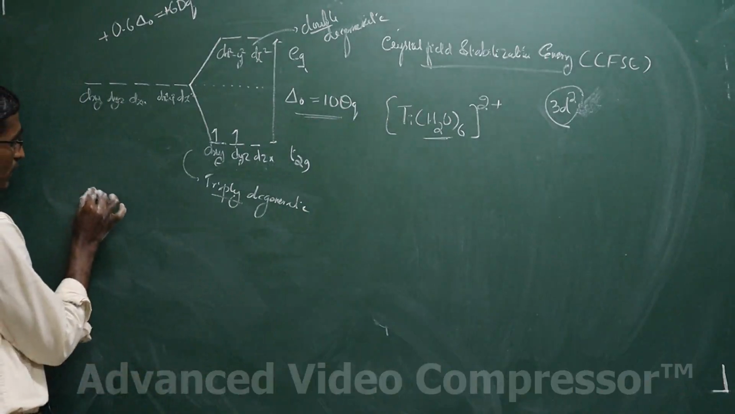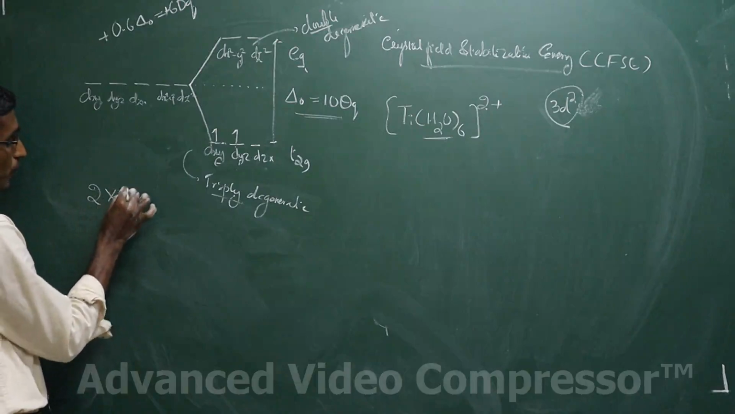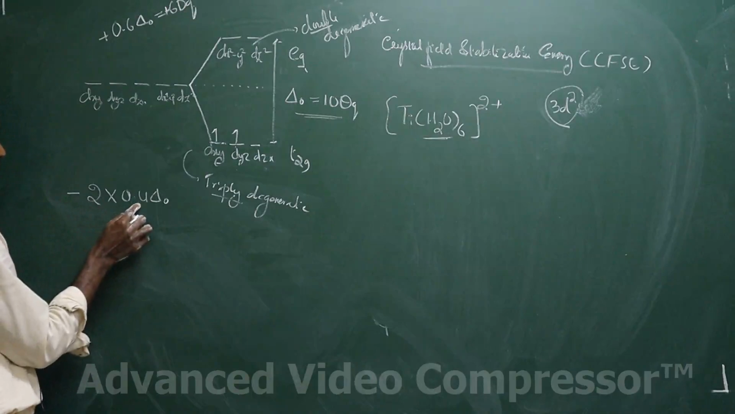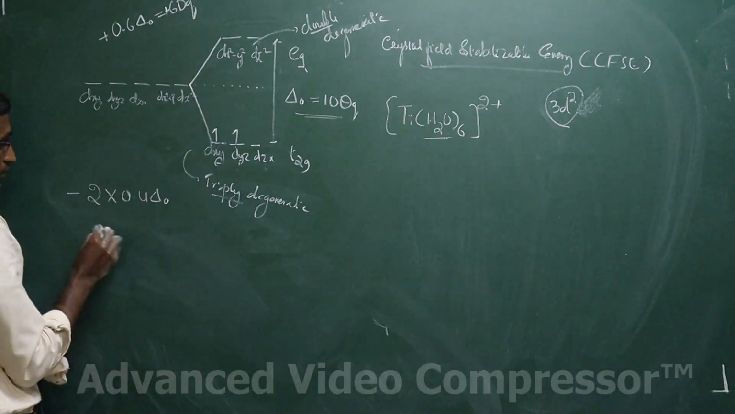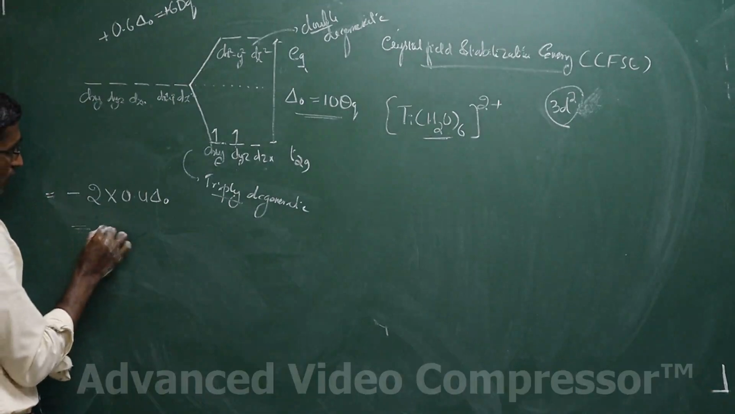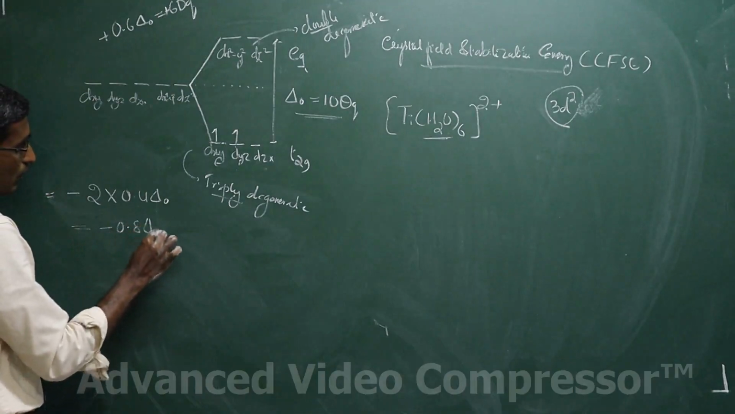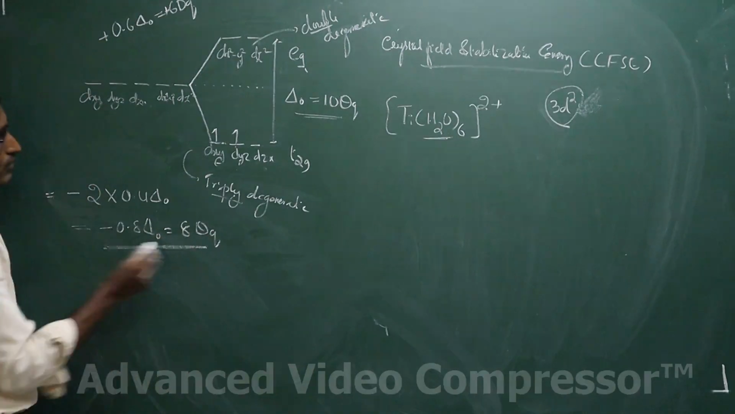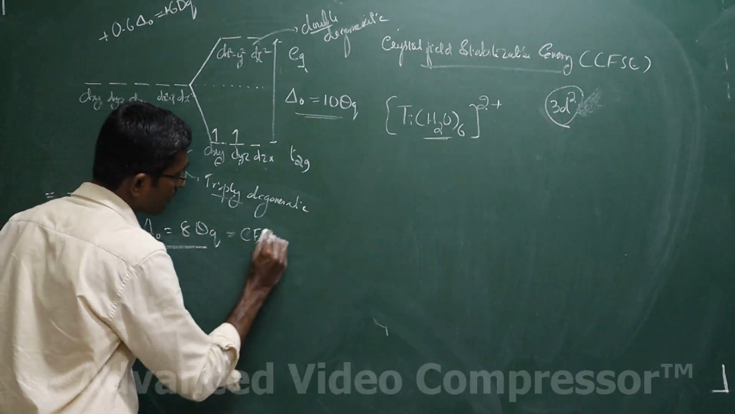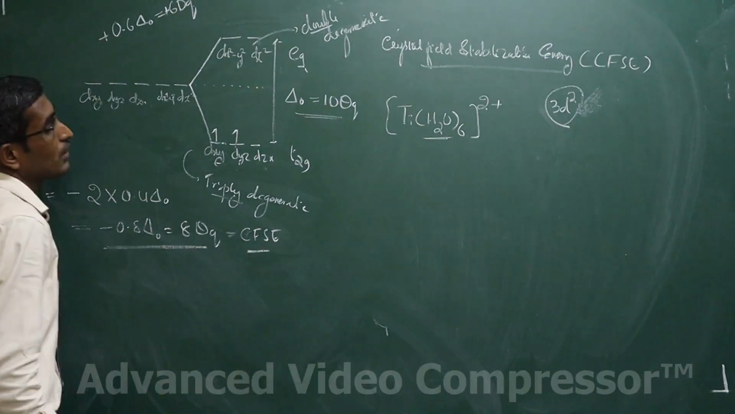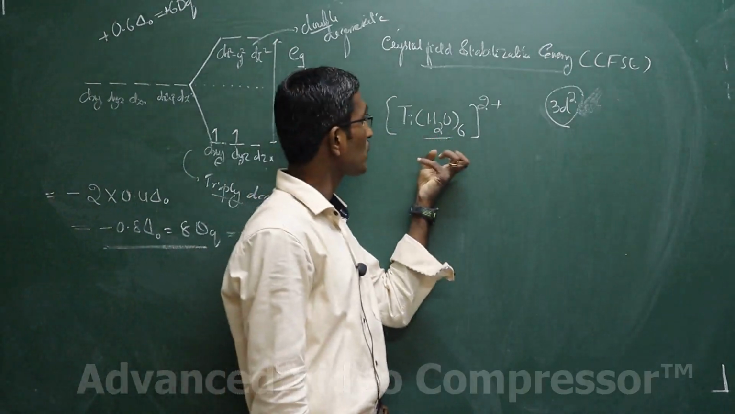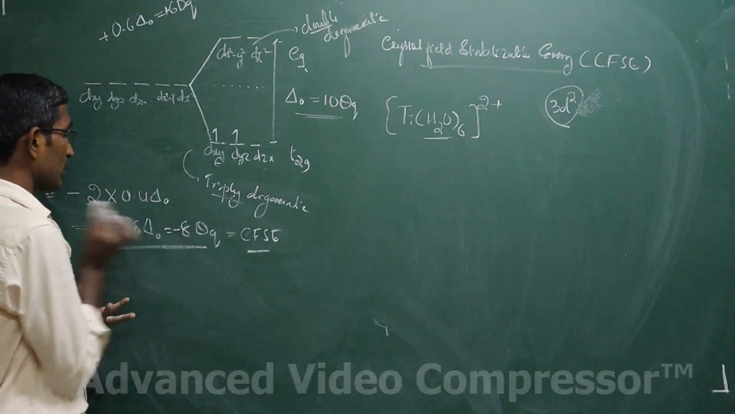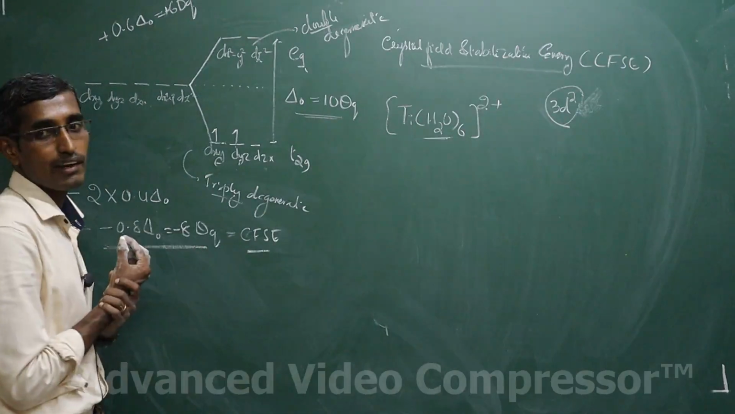2 electrons you have, that is 2 into, can I write, minus 0.4 delta naught, because we have minus 0.4 delta naught, it is a stabilization. That is, I can write it as minus 0.8 delta naught, or 8 Dq, is the crystal field stabilization energy, CFSE, for this particular complex. If at all they are asking for the hexaaqua titanium 2+ complex, what is the CFSE? Minus 8 Dq or minus 0.8 delta naught.